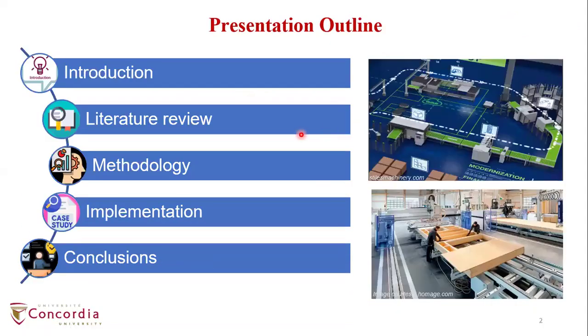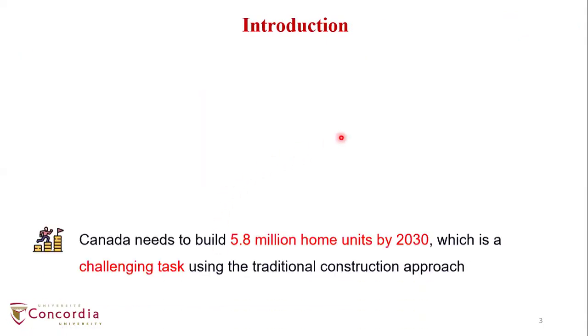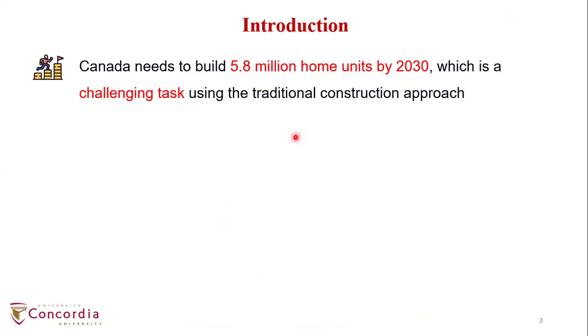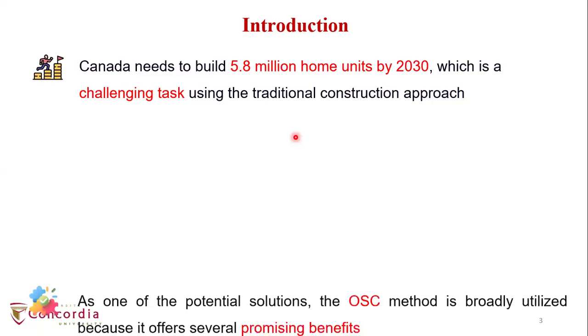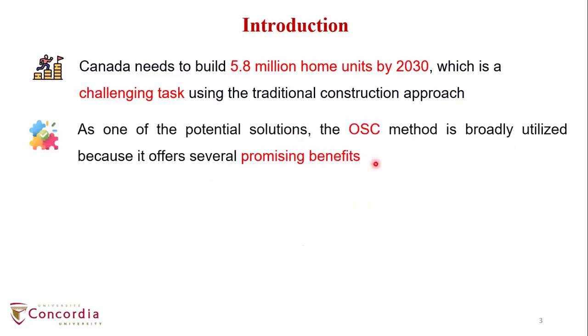The outline of my presentation is introduction, literature review, methodology, implementation, and conclusion. Introduction: Canada needs to build 5.8 million homes by 2030, which is very difficult using the traditional construction approach. Therefore, the construction industry needs some innovative techniques.